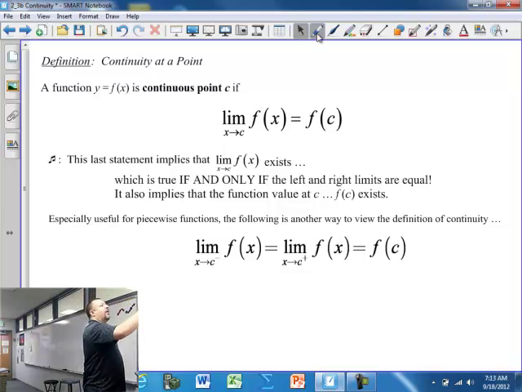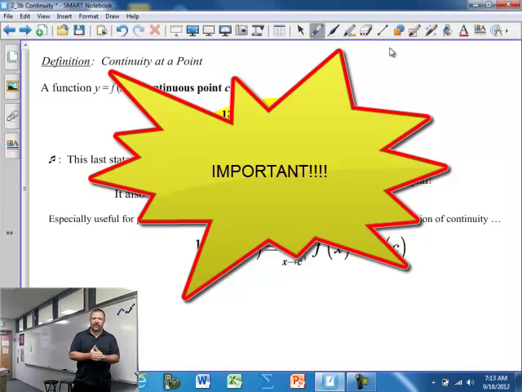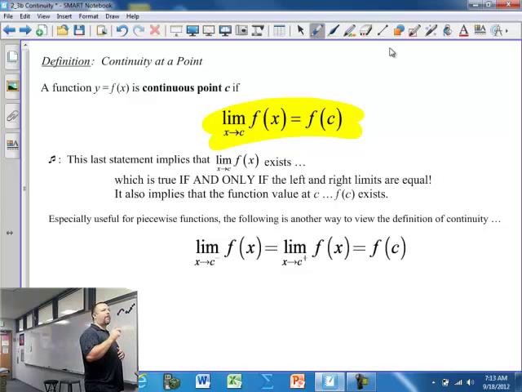Now, this is the most important part of your day, right here. We have a definition of continuity. We're going to see how this works in just a minute. But what does it mean for a function to be continuous in calculus? It means it fits that definition right there. That is all it means. And when I say, what's the definition of continuity? You write, the limit as x approaches c of f of x equals f of c. But that means a bunch of things.